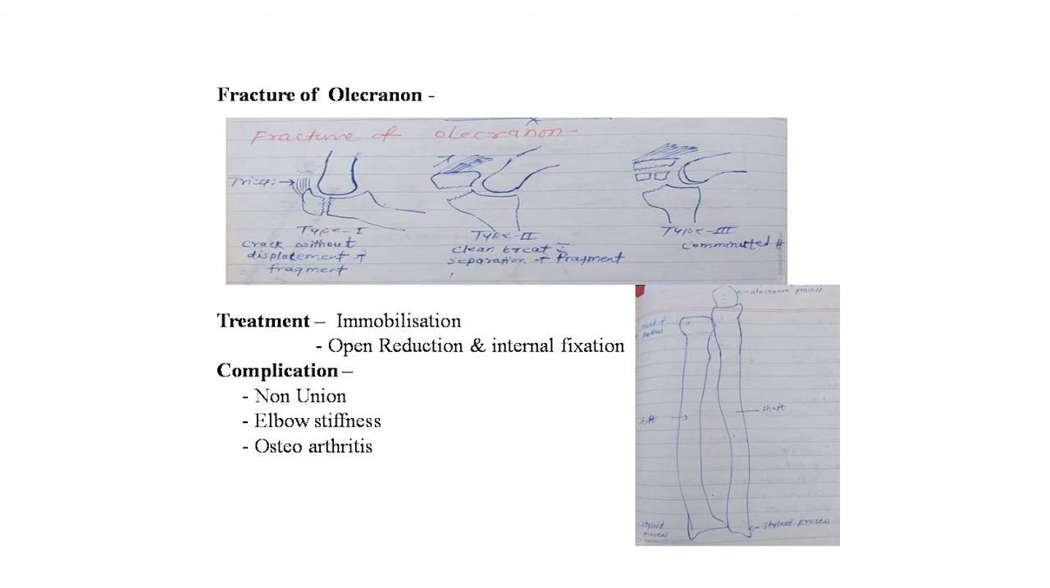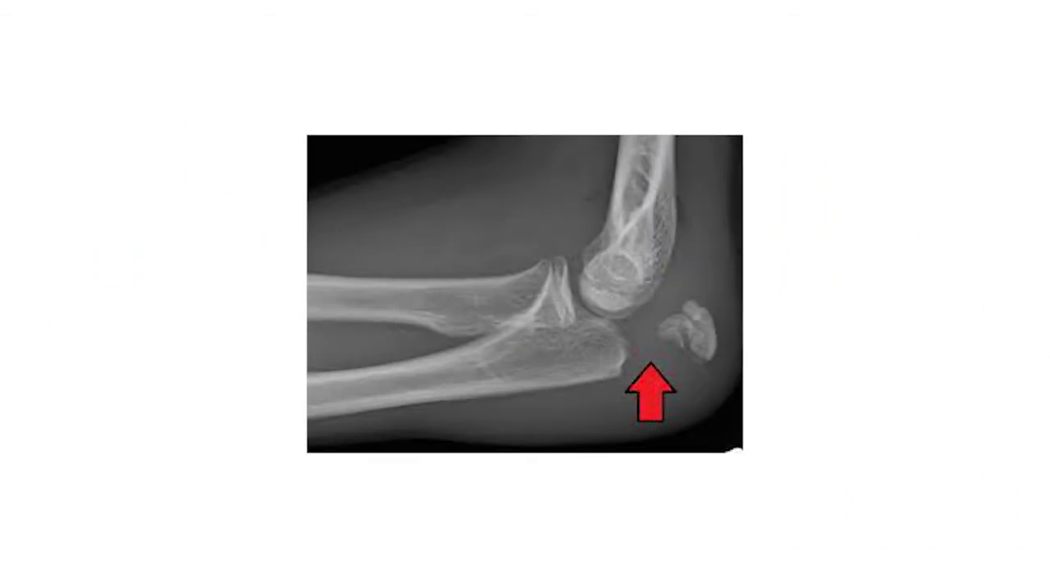And here is another image showing the normal anatomy of the radius and ulna. The head of the radius, shaft of the radius and styloid process of the radius are clearly seen, and in the ulna, the olecranon process, shaft of the ulna and styloid process of the ulna are clearly seen. Now here is another image also showing the fracture of the olecranon. The fragment of the olecranon process is displaced in this X-ray film.